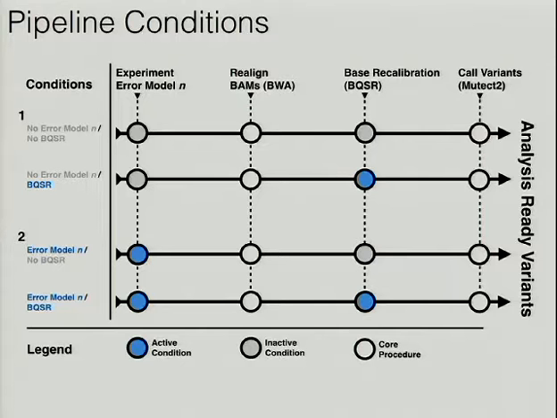And then the second set of conditions was with the error models. So that's BFC, Bluecoo, and Lighter. And those were run both in conjunction with BQSR and without BQSR.